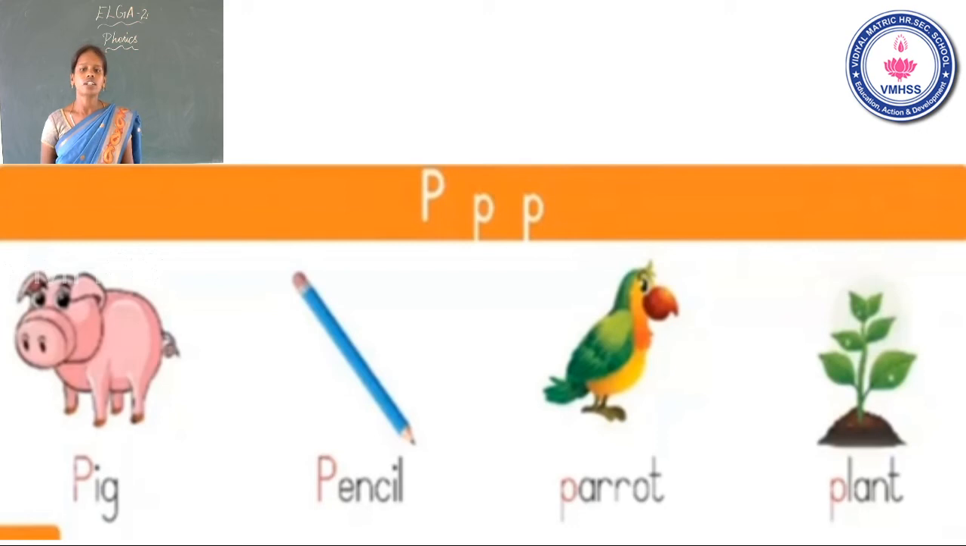Once again I read it. First one, panda. Second one, pencil. Third one, parrot. Fourth one, plant. It's clear. Now go to the next letter sound.